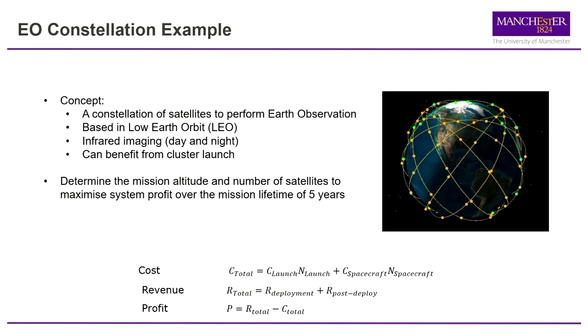We constrained it further, or actually we removed a constraint because we said it was going to be infrared, so we don't mind if it's day or night, so we don't have to really consider eclipse conditions in this case. And the satellites were going to benefit from this cluster launch, so we were going to launch as many of the satellites together on a single launch vehicle, and then they would separate out on orbit into their respective constellation positions. And that was going to be based on a method called nodal regression.